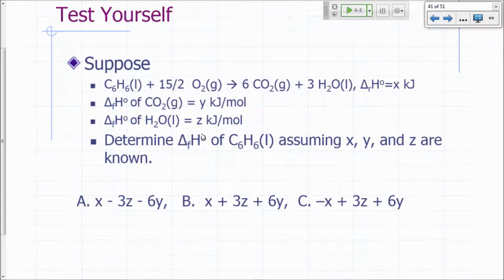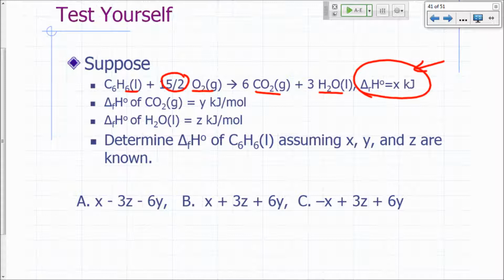Okay. How about this one? Let's say you have this reaction, benzene, C6H6, plus O2. The coefficient here is 15/2. Okay, gives you 6 CO2 gas plus 3 H2O liquid. Let's say you found the delta H for that to be X kilojoules per mole. Okay, this is something you can easily measure in the lab. Combustion reactions are the kinds of reactions where the delta H is easy to measure in the lab. Okay, we just talked about that earlier. All you have to do is burn the material and you can get your delta H, right?